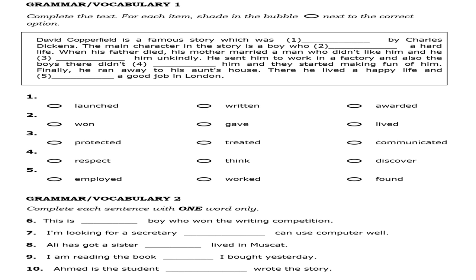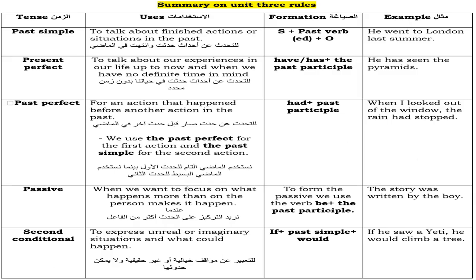Here is a grammar and vocabulary questions. You are going to read it carefully and answer it, complete it with words from these words. We have here tenses: past simple, present perfect, past perfect, passive, second conditional. First thing, past simple usage. We use it to talk about a finished action in the past, at a certain time in the past. It forms with the second form of the verb.